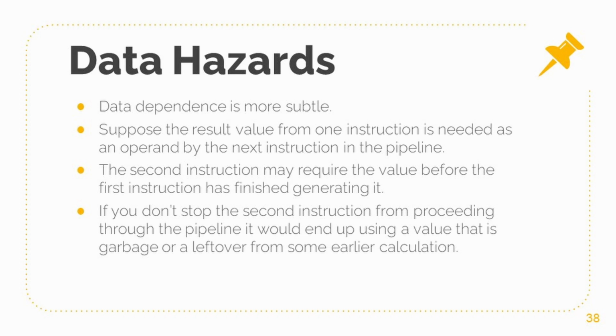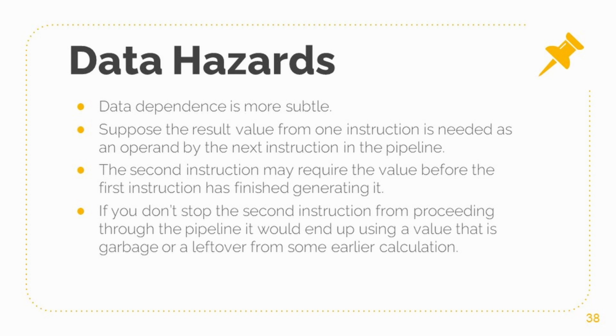3. Write after write, WAW, hazard, occurs when two instructions write to the same location in memory or register in quick succession. If the second instruction writes the data before the first instruction completes its write operation, the data written by the first instruction may be overwritten prematurely.